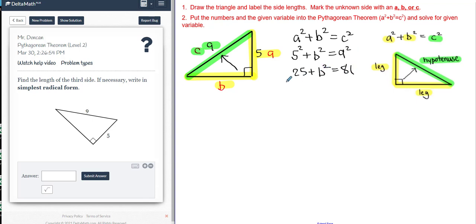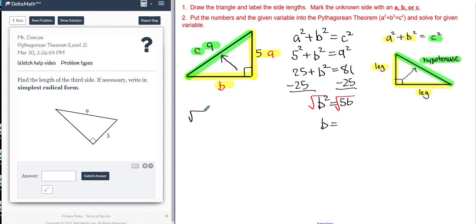Then to isolate the B squared, I'll subtract 25 on both sides. And now I have B squared is equal to 81 minus 25, which is 56. Then I'll get rid of the square, or that little 2, by square rooting, because that's the inverse operation. And then the little 2 exponent and the square root get rid of each other, and we have B is equal to, and now we just have to go through the process of breaking down 56.